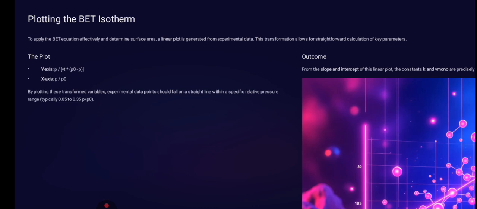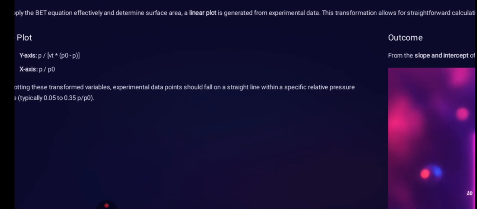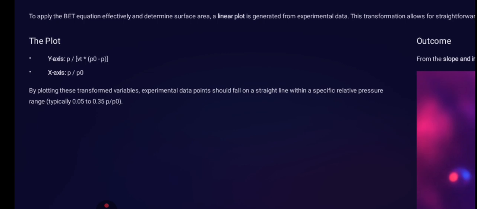To apply the BET equation effectively and determine the surface area, a linear plot is generated from experimental data. This transformation allows straightforward calculation of key parameters. On the plot, the y-axis is P divided by V(P0 minus P) and the x-axis is P divided by P0. Plotting these transformed variables, experimental data points should fall on a straight line within a specific relative pressure range, typically 0.05 to 0.35 P divided by P0.